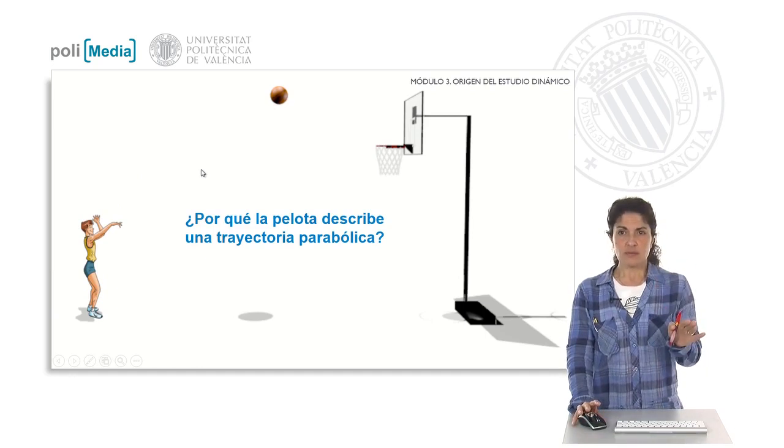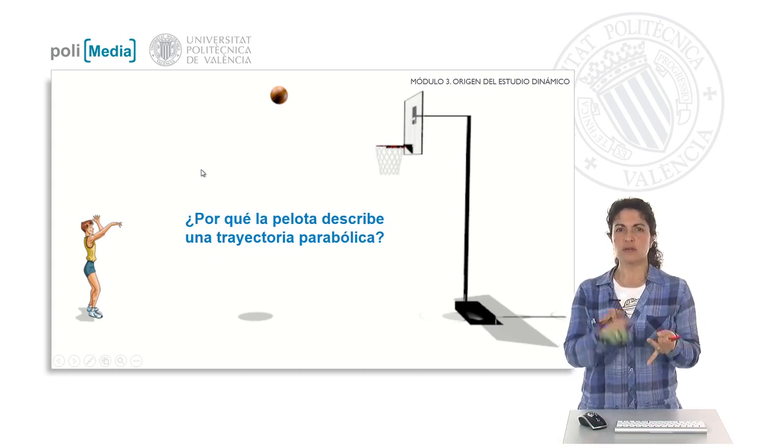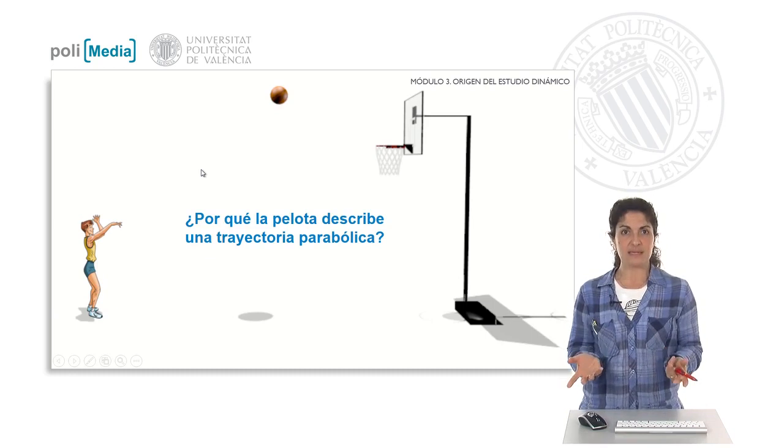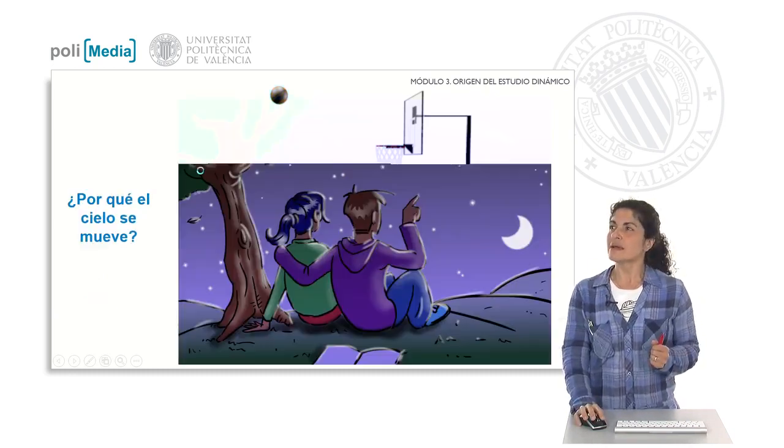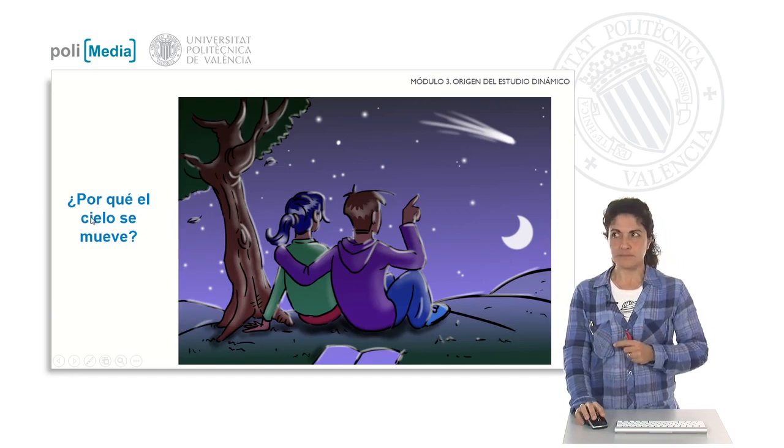All the kinematic quantities that describe this trajectory have already been analyzed in the first 2 modules. You have analyzed the position vectors, the velocity vectors, and the acceleration vectors. But why does it describe this parabolic trajectory, not a rectilinear trajectory? That is what we are going to analyze in the following topics.